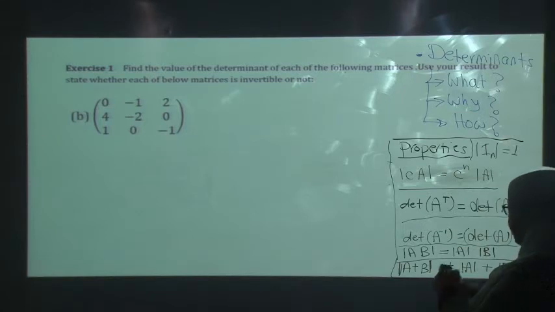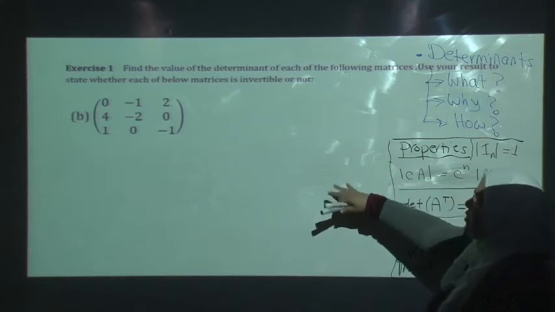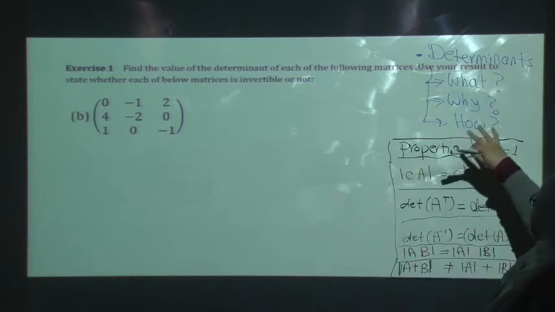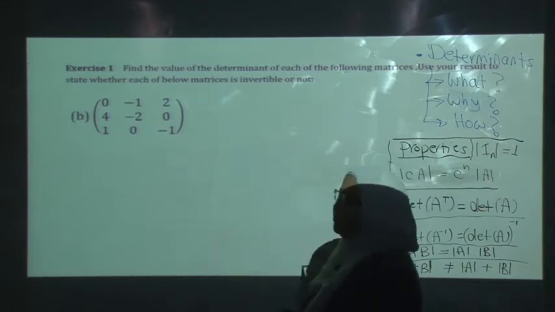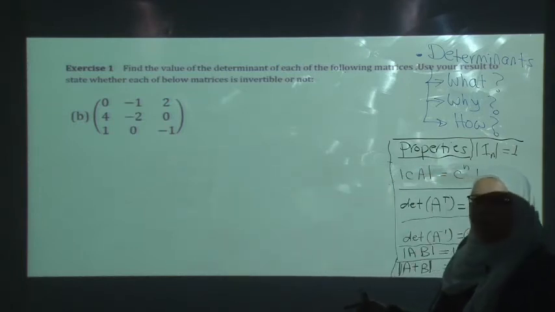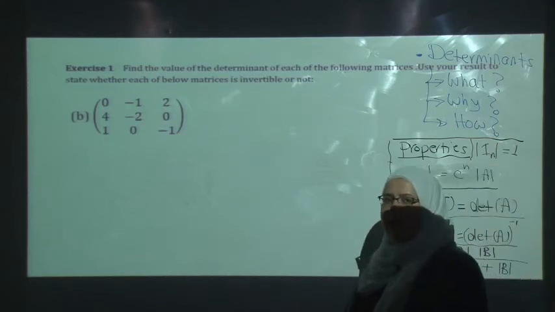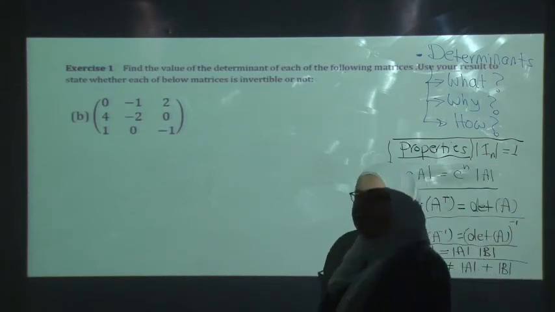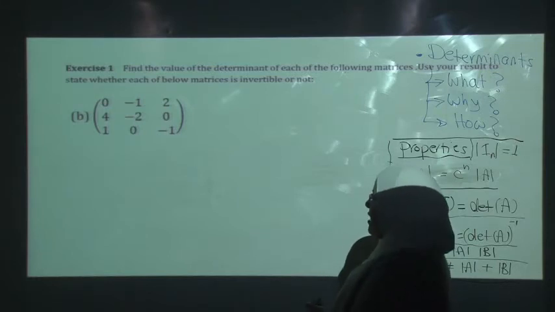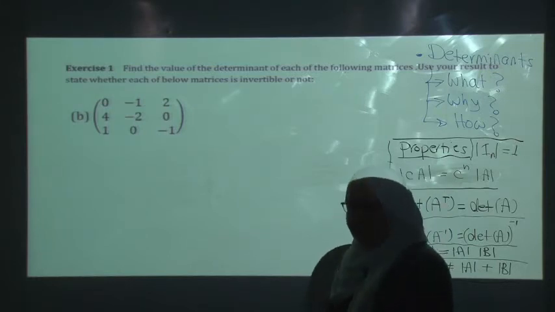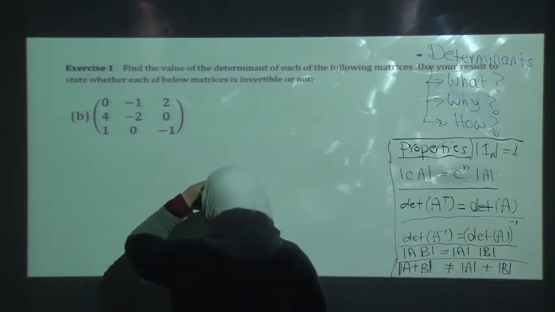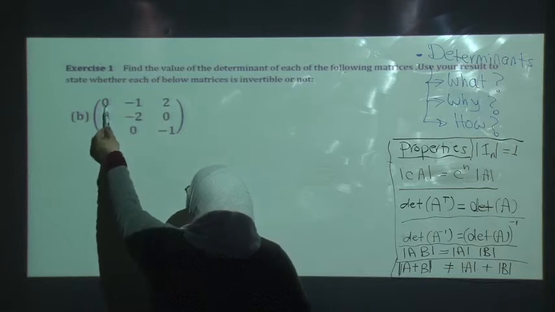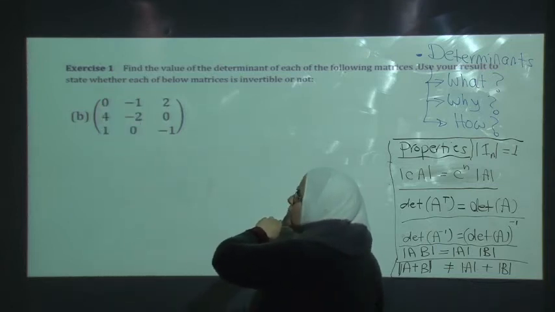Let's discuss this exercise. Find the value of the determinant of each of the following. I choose part B. Use your result to state whether each of the matrices is invertible or not. Let's get the determinant of this matrix, and hence we can tell about its inverse, whether it exists or not. How to get the determinant? It's a 3 by 3 matrix. Yes, so we can use any row or any column. Let's repeat the operations. We may use the first row. We have 0, -1, and 2.